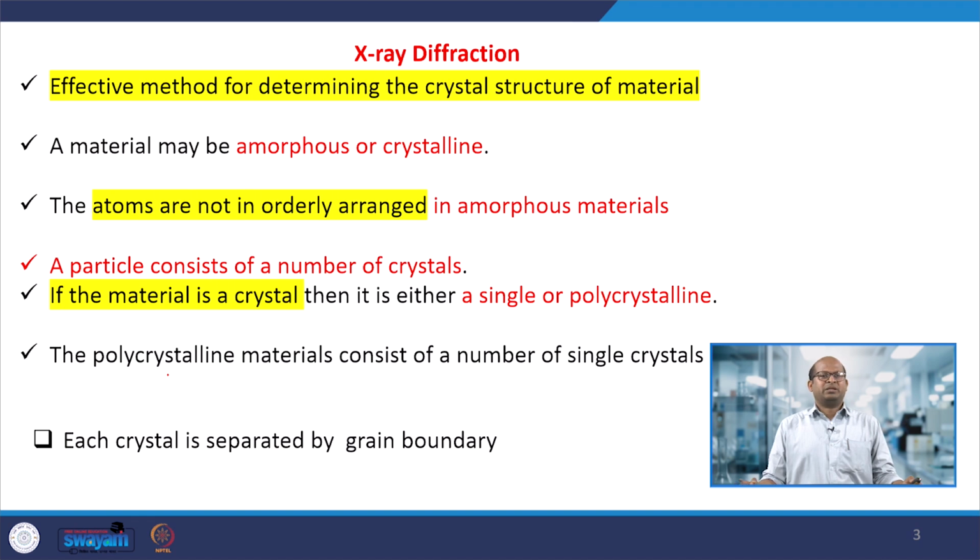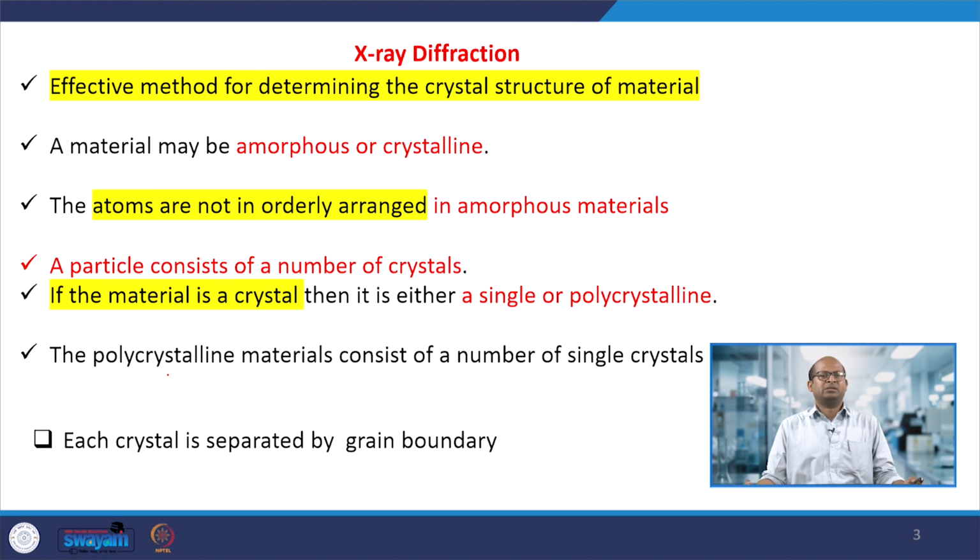The technique called X-ray diffraction is XRD. This is a very effective method for the determination of the crystallite structure or crystal structure of materials. The materials we prepare may be in bulk form, crystallite form or nanoform. Once we characterize with the help of X-ray diffraction patterns, we can say that the material is either in amorphous form or in crystalline form.